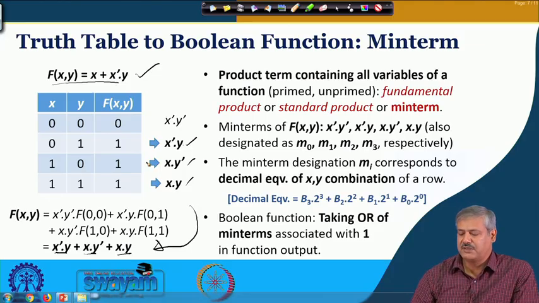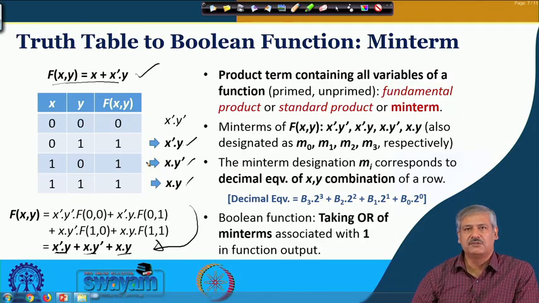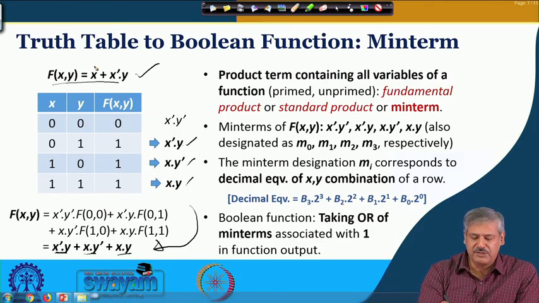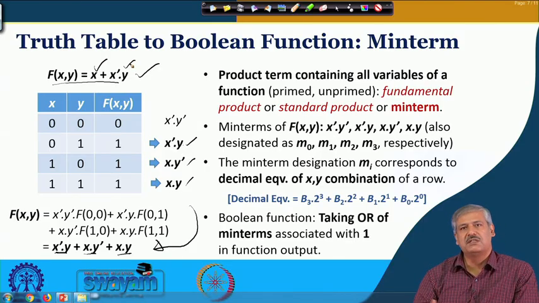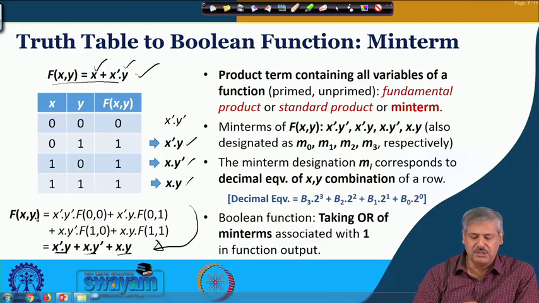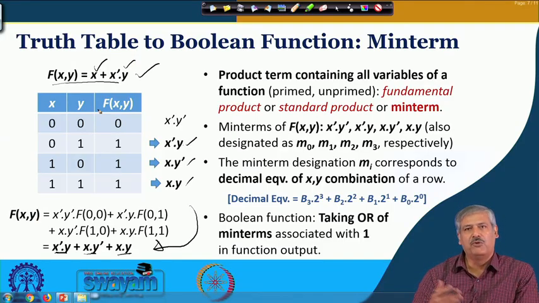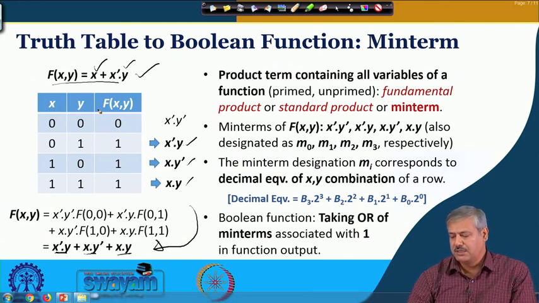A Minterm, or fundamental product or standard product, is nothing but a product term containing all variables. So, x over here is not a Minterm, but x prime y is a Minterm because it contains all the variables. It could be in complemented or uncomplemented version, primed or unprimed, it does not matter. For this two variable problem, 4 possible such Minterms are there: x prime y prime, x prime y, x y prime and x y.